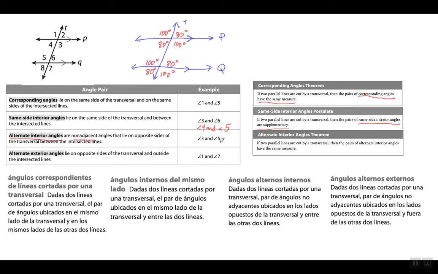So, for example, angles 3 and 5. They're alternating the side. One is on the right side, the other one is on the left side of the transversal. So, alternate, and they're on the interior. And the relationship that exists, if you look at my example over here, with alternate interior angles is that they're equal to each other. They have the same measure. It says it over here as well. Alternate interior angles have the same measure. Again, I'll show you in a second how quickly you can figure them all out.